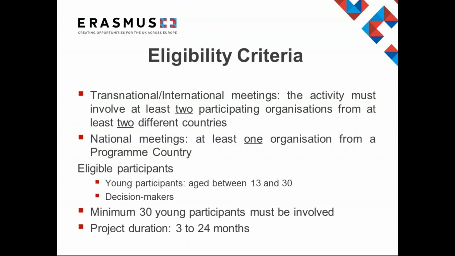There must be a minimum of 30 young participants involved in the project, and the project duration, which is the time from when you begin your planning activity to when the project closes, can be anything from 3 to 24 months, and you would pick the number of months as appropriate to the size and scale of your project.